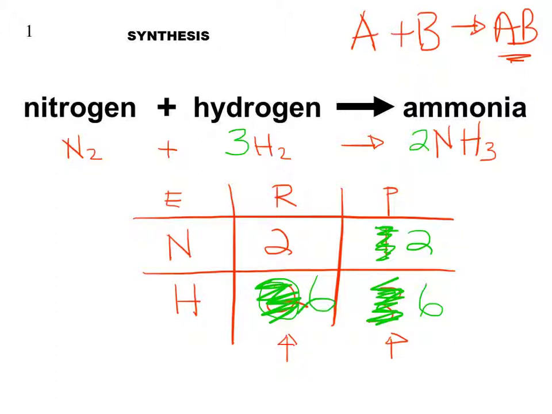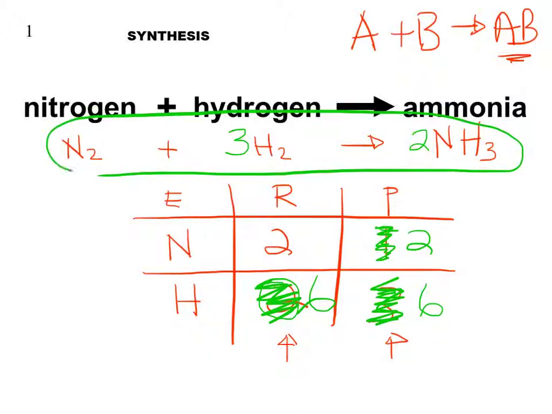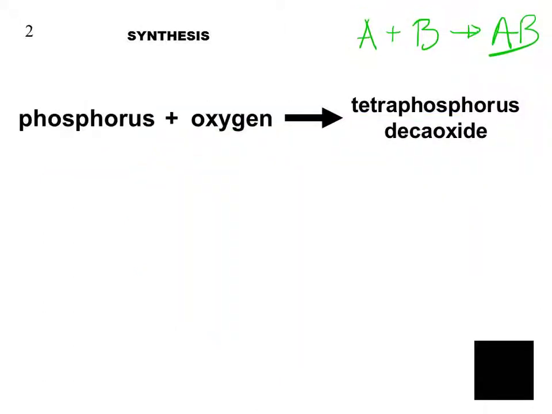Now my numbers match from the reactants. I have 2 nitrogens in both the reactant and product side, and I have 6 hydrogens in the reactant and product side. Now that we have this balanced, it is a completed chemical equation. Just like the previous slide, this is still synthesis, so you have 2 reactants to produce one product.